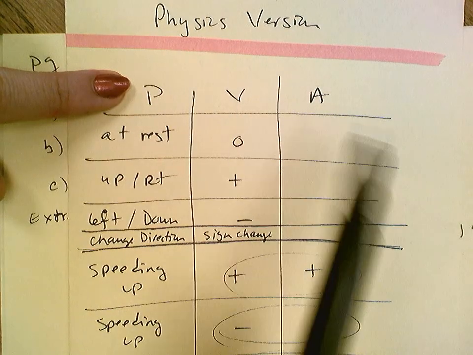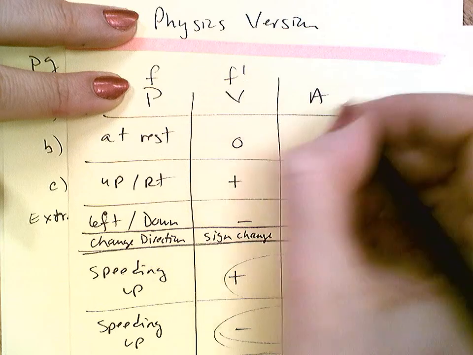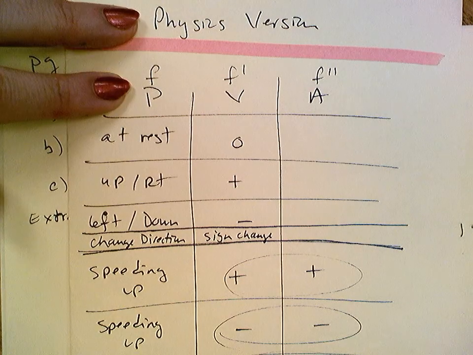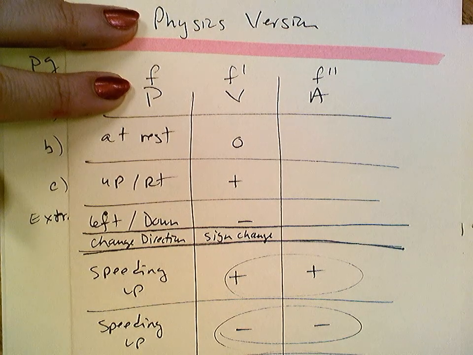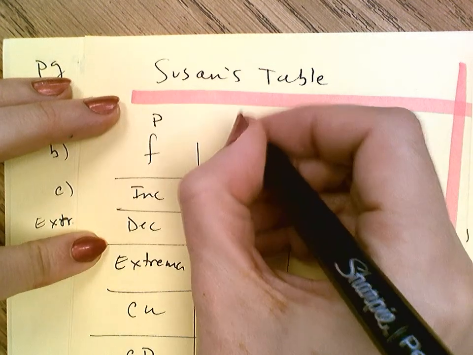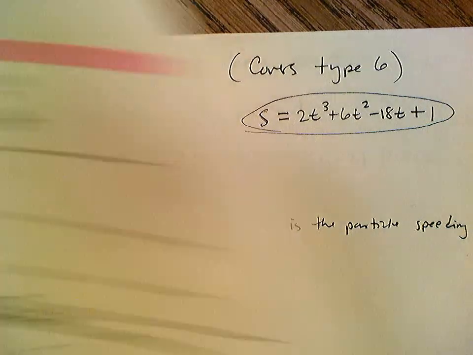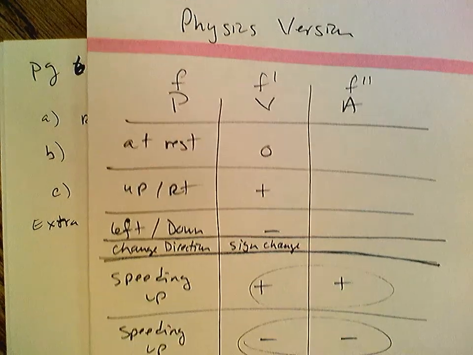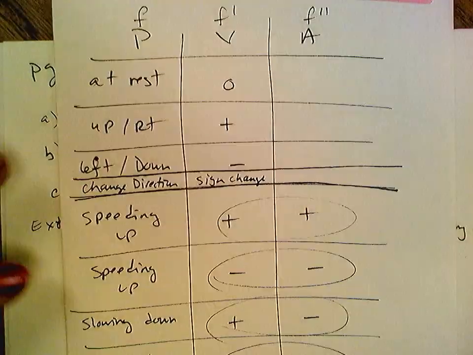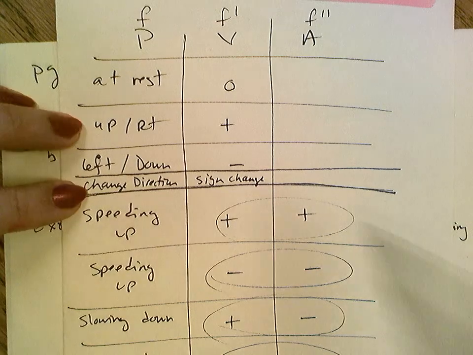Position, velocity, acceleration. Position is just the original function. That's the first derivative. That's the second derivative. Okay, and even on regular Susan's table, this would be position, this would be velocity, that would be acceleration. All right, so you could switch between them. Okay, and now I had to sneak in here change direction, where the particle changes direction.